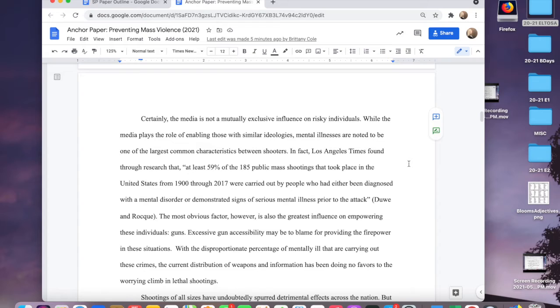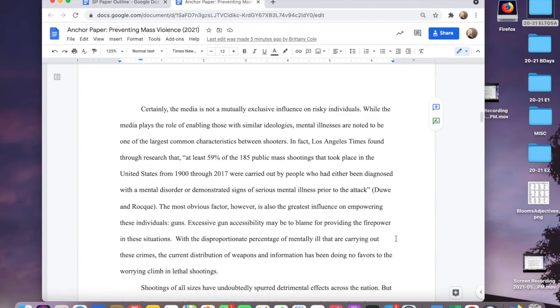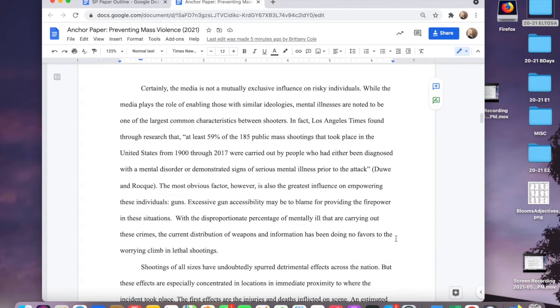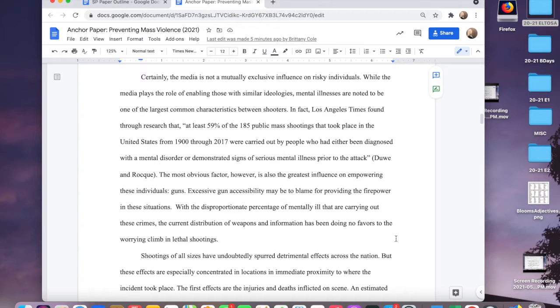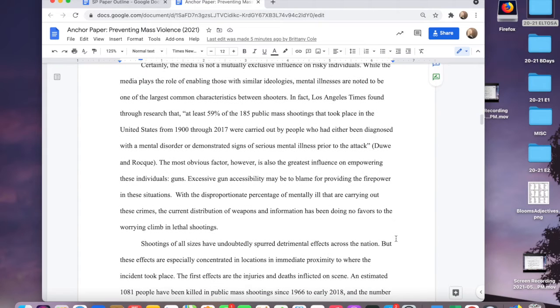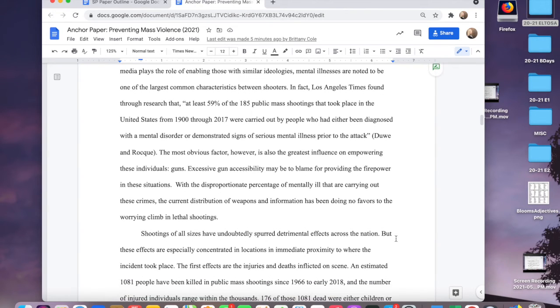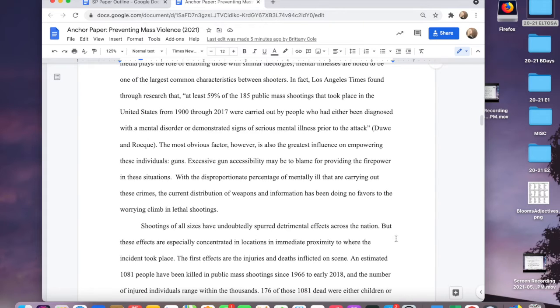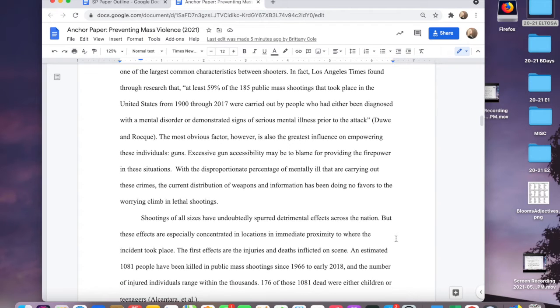The most obvious factor, however, is also the greatest influence on empowering these individuals: guns. Excessive gun accessibility may be to blame for providing the firepower in these situations. With the disproportionate percentage of mentally ill that are carrying out these crimes, the current distribution of weapons and information has been doing no favor to the worrying climb in lethal shootings. Shootings of all sizes have undoubtedly spread detrimental effects across the nation, but those effects are especially concentrated in locations in immediate proximity to where the incident took place.